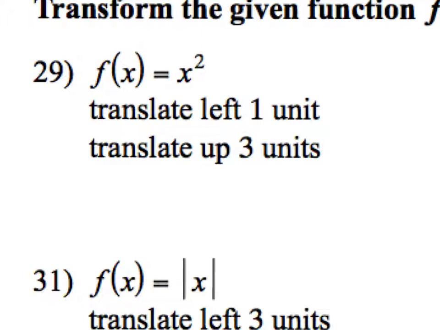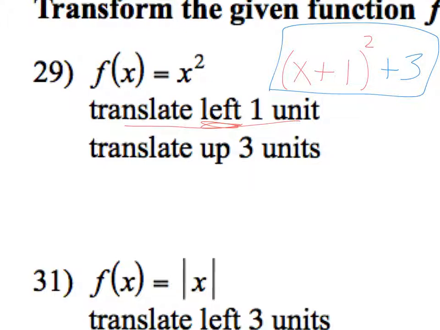We've got some function transformations. We're given a mother function, f of x is equal to x squared, and we're asked to write the function version of the words here. Okay, left 1 unit, that's going to become, instead of x squared, x plus 1 squared. For the inside, we always use the opposite, so plus 1 to go left. And translate up 3 units, that means afterwards, I'm going to write a plus 3. So left 1 up 3 is x plus 1 quantity squared plus 3.